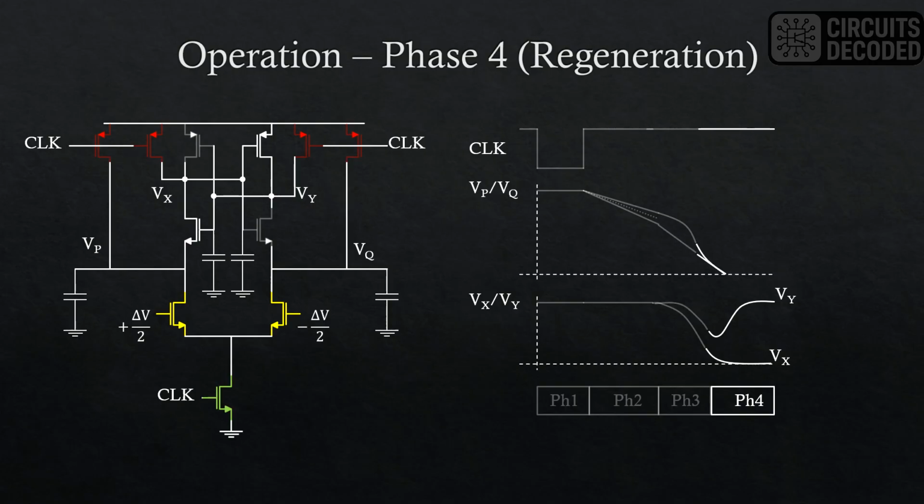An interesting thing to note here is that once Vx and Vy are settled, the latch disconnects the direct path between the supply voltage and ground. In this example, we can see that since Vy is VDD, the upper left PMOS is off, and since Vx is ground, the lower right NMOS is also off. So the direct path between the VDD and ground gets cut off.